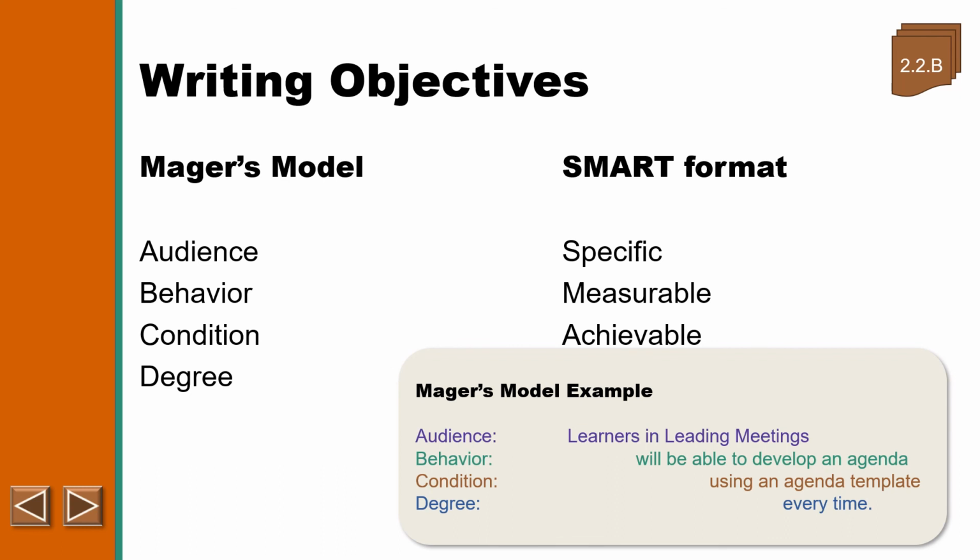Mager's model. Audience can be drawn from the course title: Learners in Leading Meetings. Behavior, we'll be able to develop. So develop is kind of your verb in there. Condition, using an agenda template. The condition is what they will have available during the time that they do the action. The degree of mastery, how well they have to do it, how often they have to do it, every time.